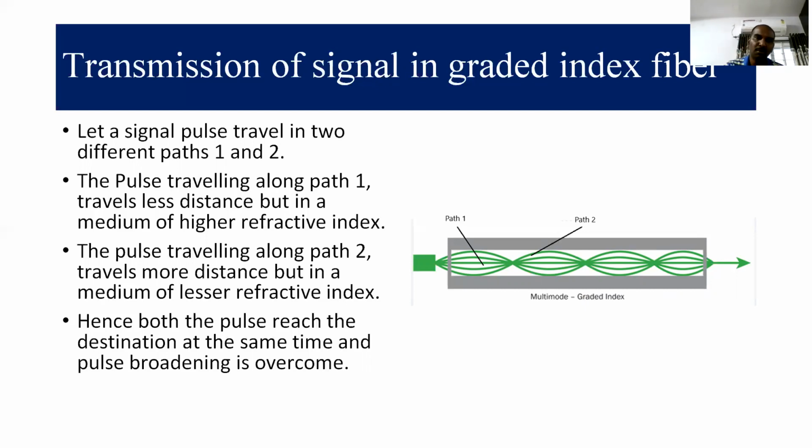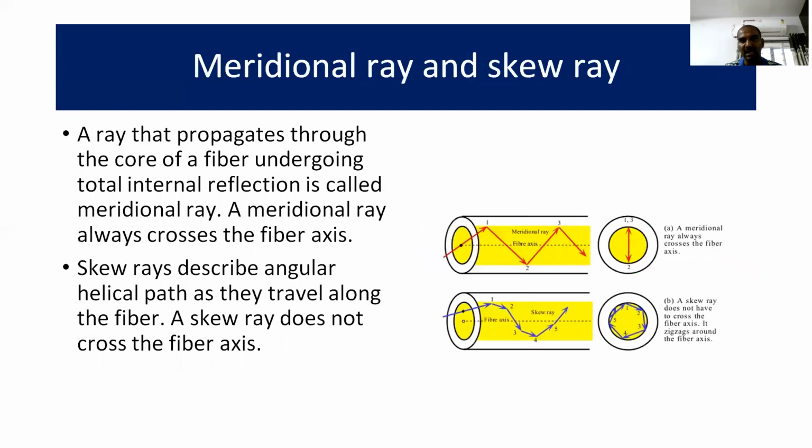Hence, both light rays traveling in path 1 and path 2 reach the destination at the same time, and pulse broadening is overcome here. And we have two types of rays, meridional rays and skew rays. What are these meridional rays and skew rays?